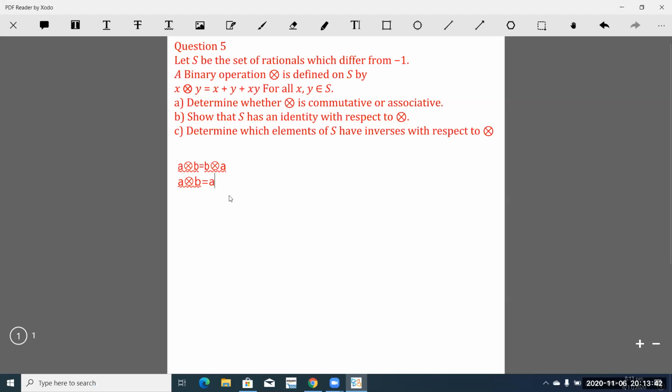A plus B plus AB. Nice. But now we can rewrite this as B plus A plus BA, can't we? Yes, sir. And what's B plus A plus BA? It would be B circle XA. Very good, that's B circle XA.